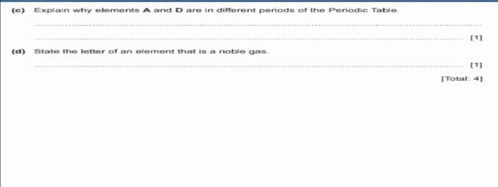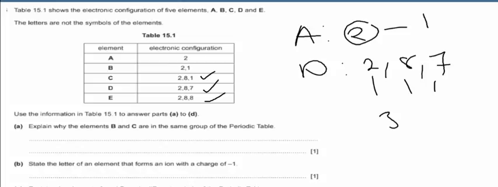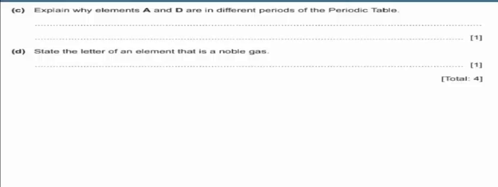B is saying, state the letter of an element that is a noble gas. A noble gas is just an element with 8 electrons in its outermost shell. So as you can see here, which element has 8 electrons in the outermost shell? It's just E. I'm going to say the answer is E.